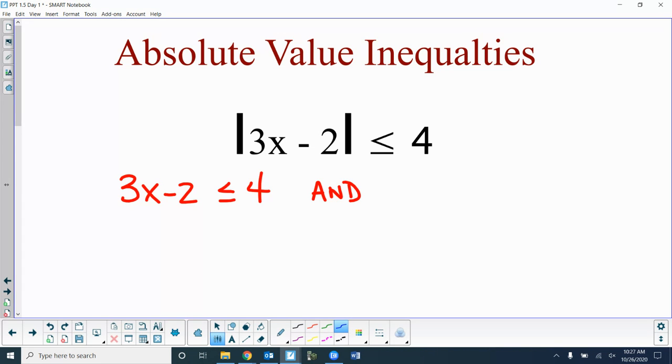Okay, the other one is still 3x minus 2. The part inside the absolute value symbols does not change. Okay? Do not change that. Don't change this part. In both problems, that's the same.